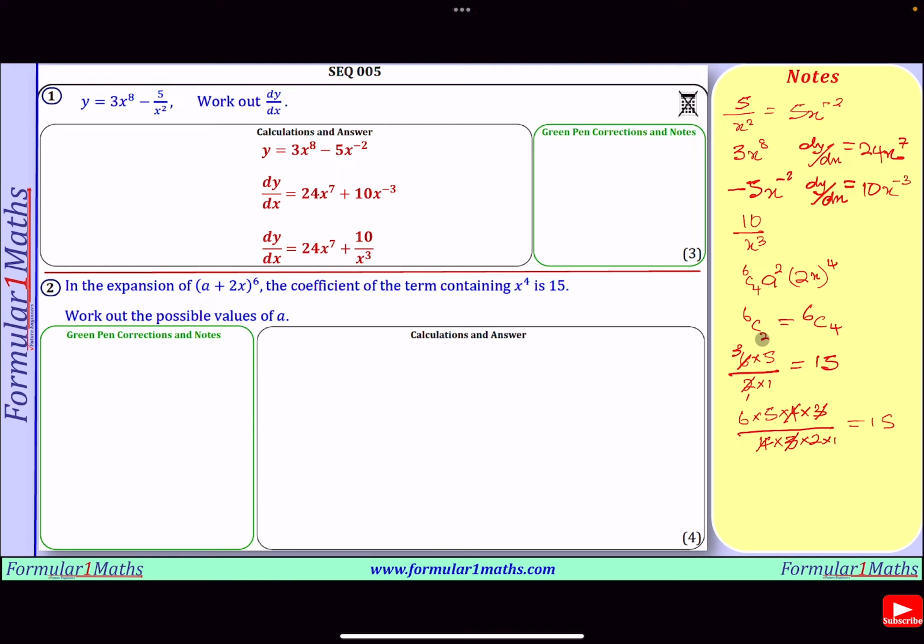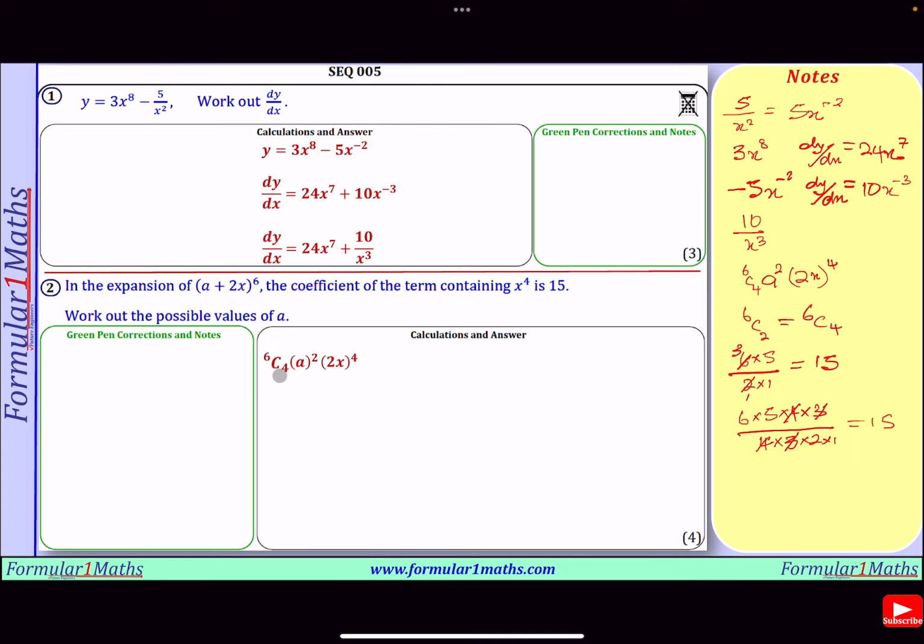So now that we've got that, we can go and write our full term as follows. So 2 to the power 4, which is what we got there. And then our binomial coefficient for this term will be 64. And the a will be raised to the power 2.